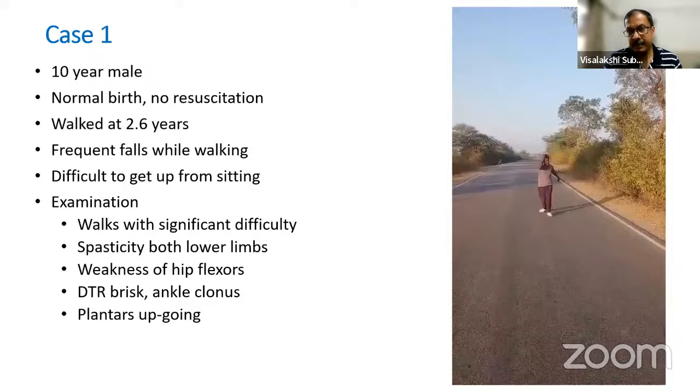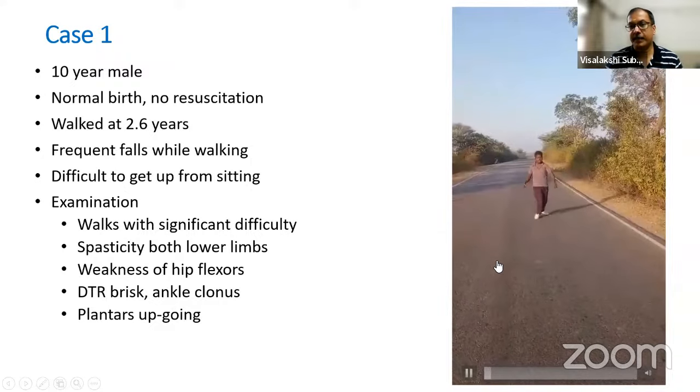And in examination, as you will see in the video when I play it, he walks with significant difficulty. On examination, he has spasticity in both his lower limbs. He has weakness of his hip flexors. His deep tendon reflexes are brisk. He's got ankle clonus, and his plantars are upgoing. So his Babinski's is positive. So I'd really like you to see the video. I can play it again and then let me know what you feel clinically.